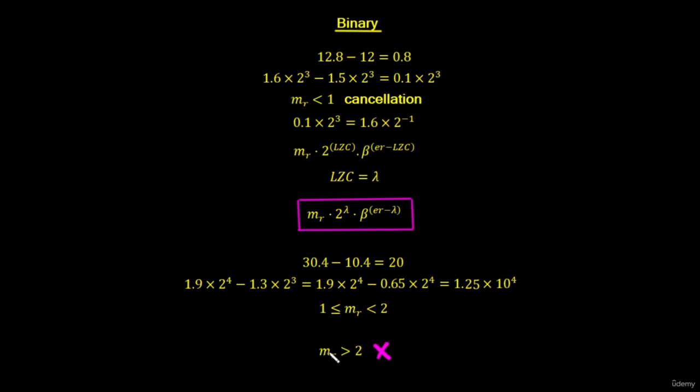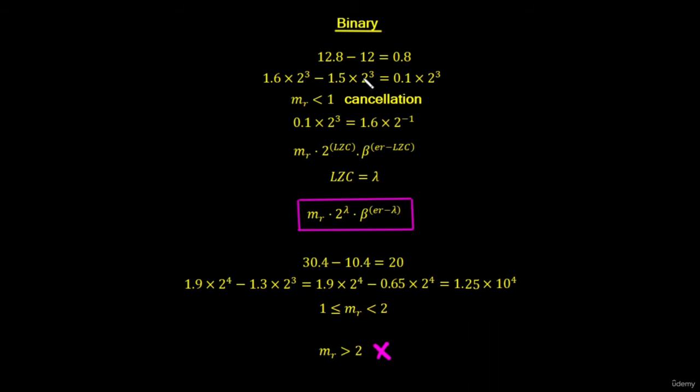Now the option MR greater than 2 doesn't exist for the same reason it doesn't exist in the decimal case. That is, the values for our two numbers already come in as normalised numbers. So it means that those numbers for x and y are going to be in the range of 1 to 2. So whenever we subtract one from another, we're never going to get a number that's greater than 2. So this just doesn't occur.